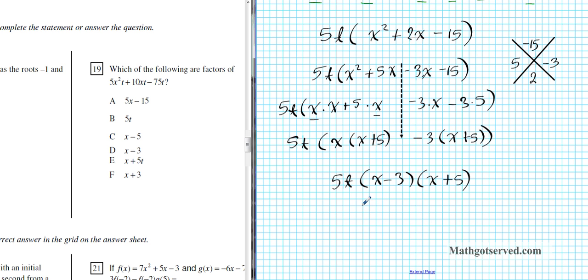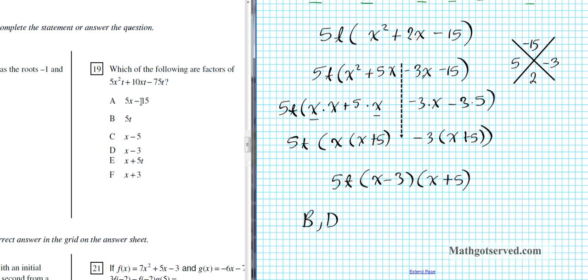All right, so our factors are B. We're sure that B is a factor. And then, let's see, do we have x minus 5? x minus 3 is also a factor, so we select D.